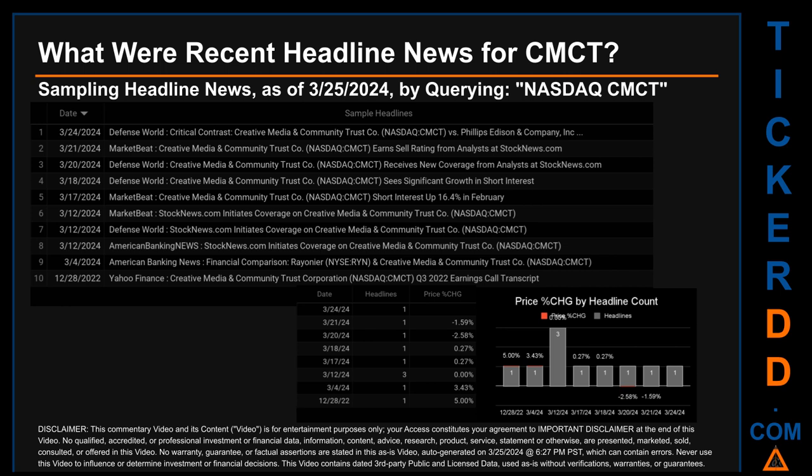Defense World published the headline that read, stocknews.com initiates coverage on Creative Media and Community Trust Company. American Banking News published the headline that read, stocknews.com initiates coverage on Creative Media and Community Trust Company. The latest publication date of Sunday, March 24, 2024, was actually the day with the highest percentage change in price. It saw a price jump of 5.00%.